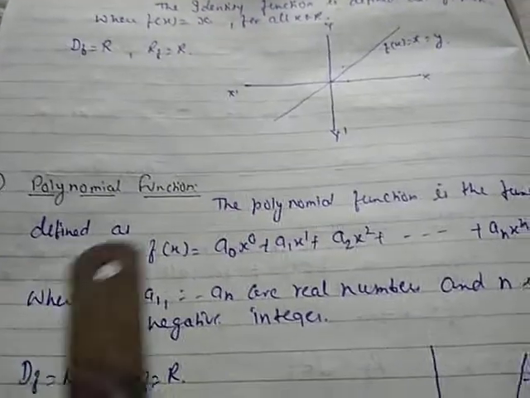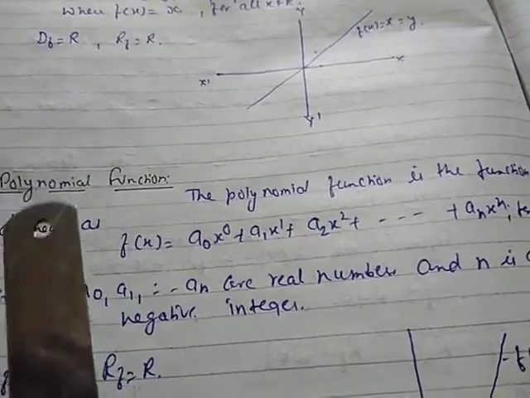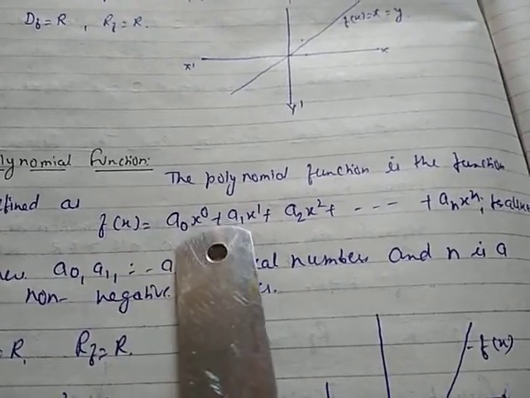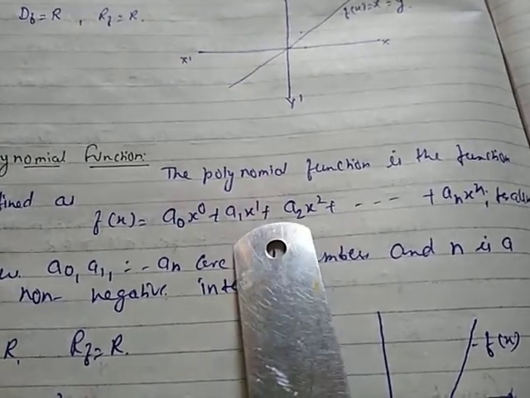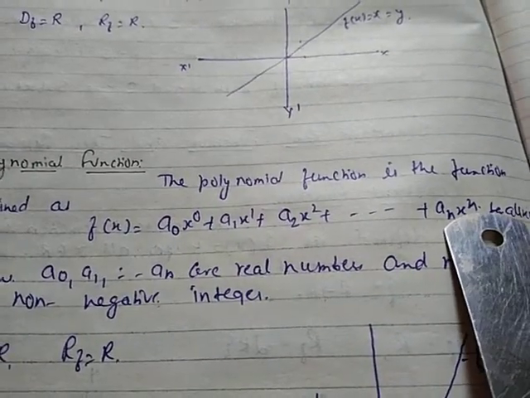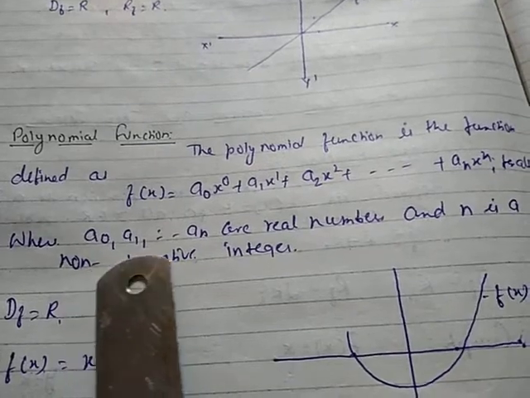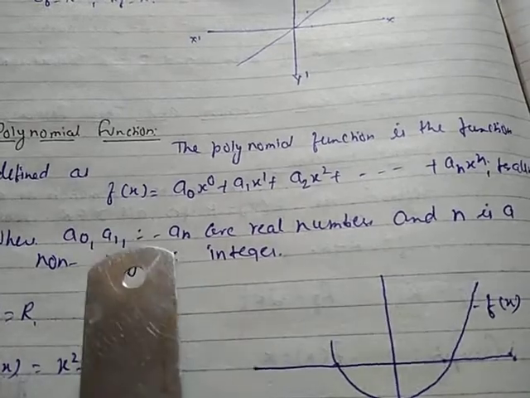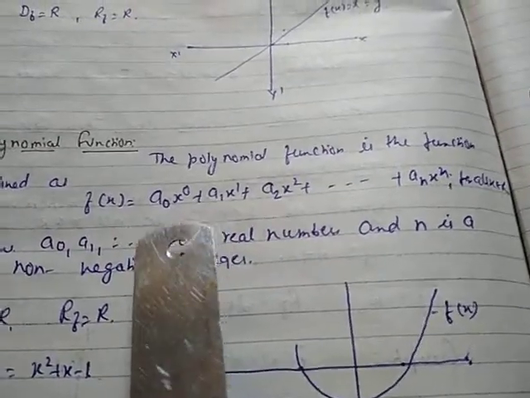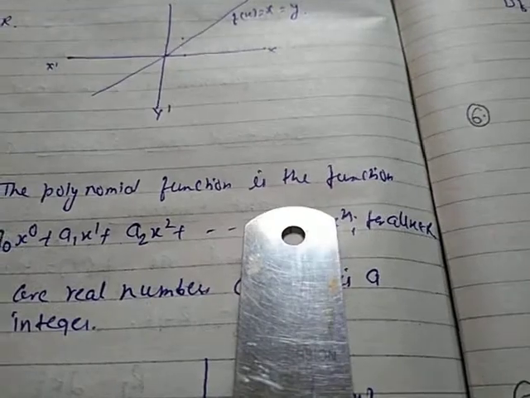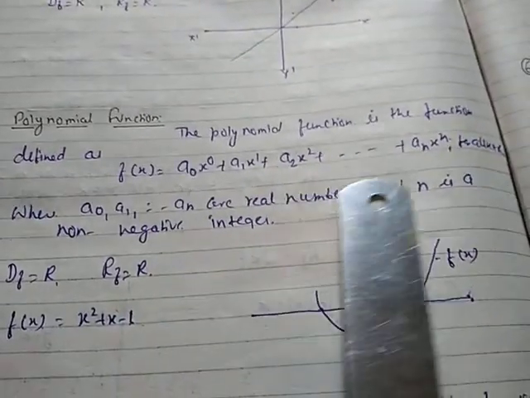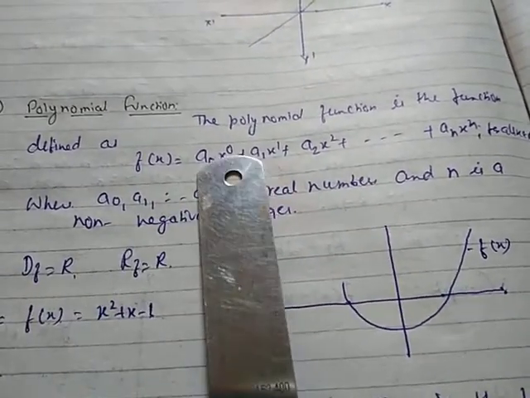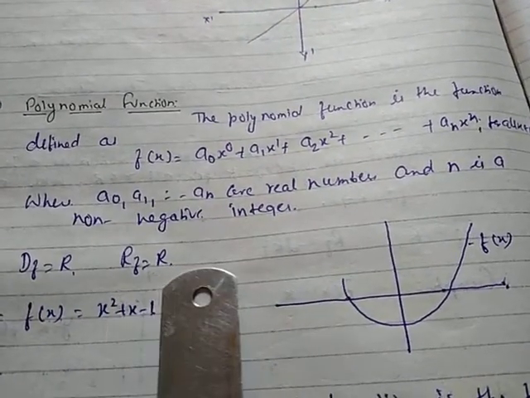Then after that, the polynomial function. Children, you know what a polynomial is. A polynomial is f(x) = a0 x^0 + a1 x^1 + a2 x^2 + ... + an x^n, where definitely a0, a1, an are real numbers and n is a non-negative integer, that you know very well. Okay, so a polynomial function is a function defined as this, where the domain is R, x is a real number and the range is also R.